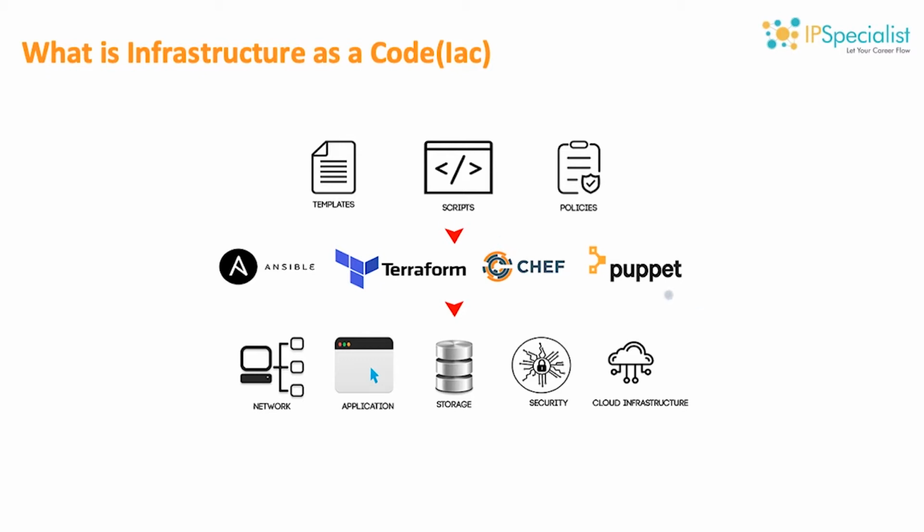So if you look at the diagram on the screen, on the top there are some templates, scripts, and policies. And at the bottom there are some components like network, application, storage, security, or any other cloud infrastructure components. And the tools in the middle are helping you to write or enable these components with the help of these templates, scripts, and policies. We will look at them in detail in the coming slides.